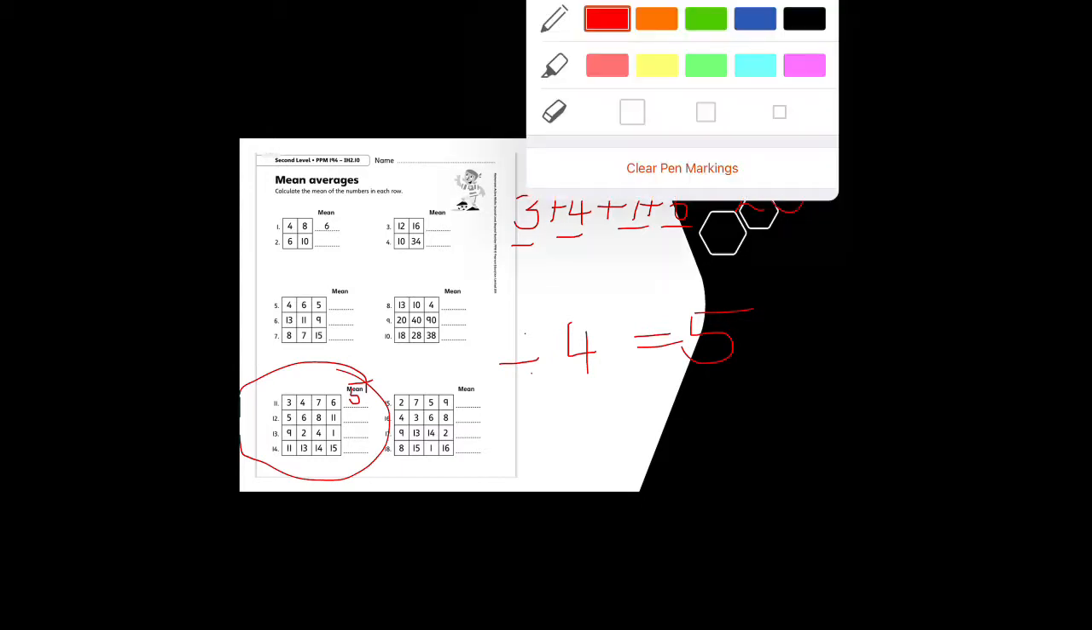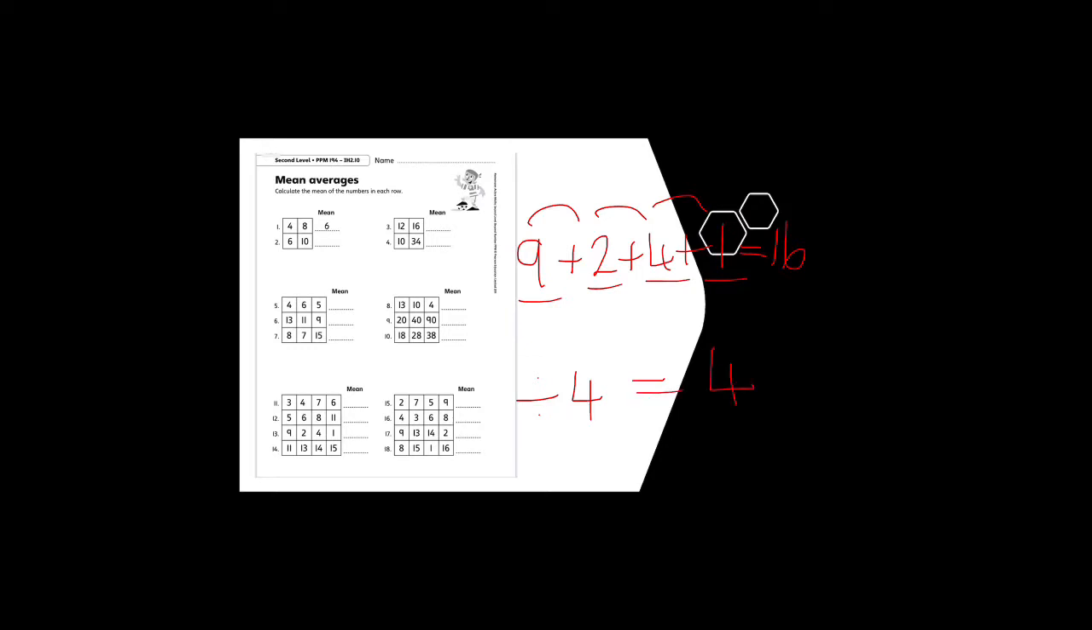Let's look at one more example, boys and girls, together. So let's try number 13. So we had 9, add on 2, add on 4, add on 1. So let's add them together first of all. There's 4 of them. 9 add on 2 is 11, add on 4 is 15, add on 1 is 16. And as I said, there were 1, 2, 3, 4 numbers, so we're dividing by 4. 16 divided by 4 is 4. And that makes sense because 4 times 4 is 16.